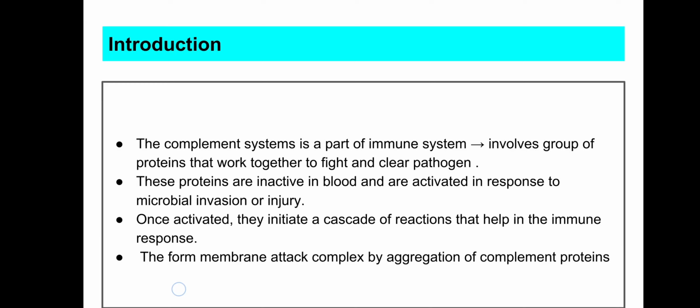What is a cascade of reactions? A cascade of reactions means a series of reactions taking place one after another. After the cascade of reactions, they form a membrane attack complex by aggregation of complement proteins. Complement proteins are generally known as C proteins.